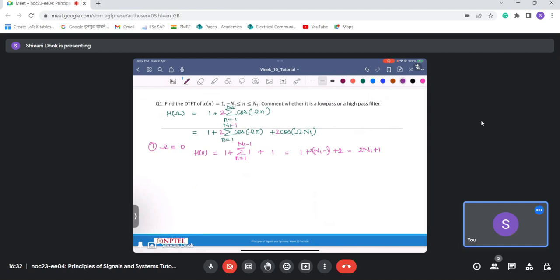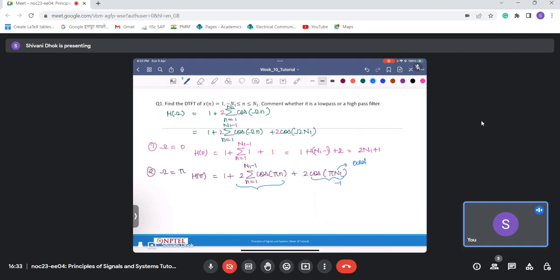Another thing that we need to check is what happens when omega is equal to pi, which is equivalent to omega equal to minus pi. So H of pi is equal to 1 plus 2 times summation n equal to 1 to N1 minus 1 of cos of pi n, plus 2 times cos of pi N1. Now note that N1 is odd, which means cos of an odd multiple of pi will reduce to minus 1. And the sum is from n equal to 1 to N1 minus 1.